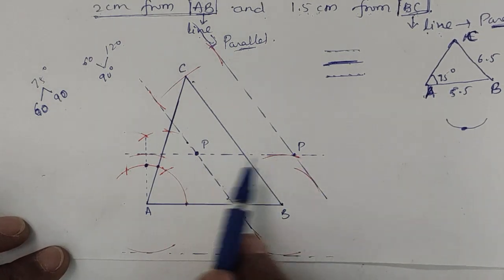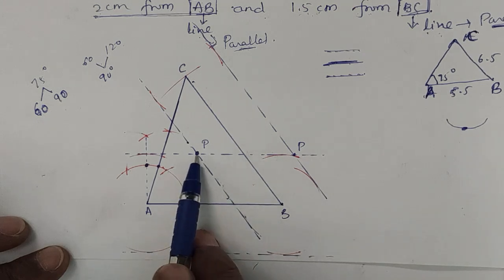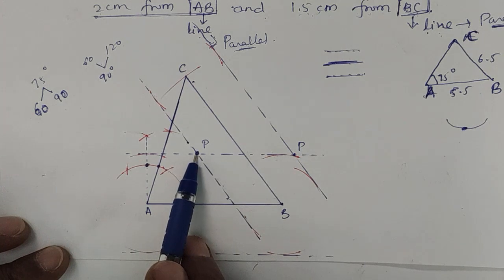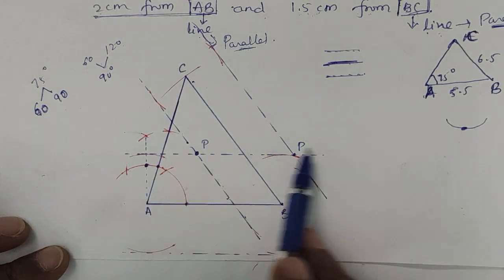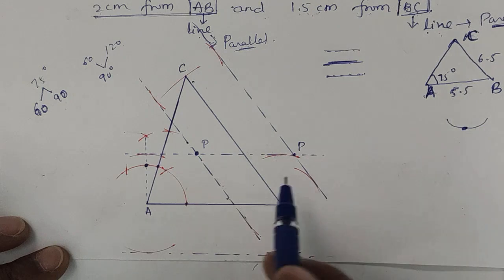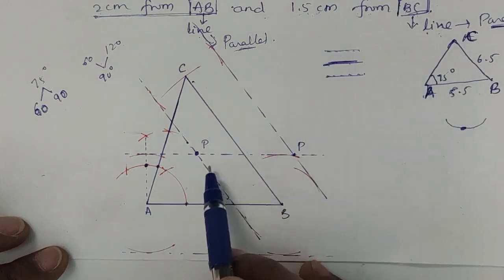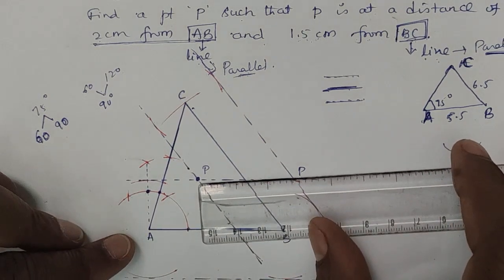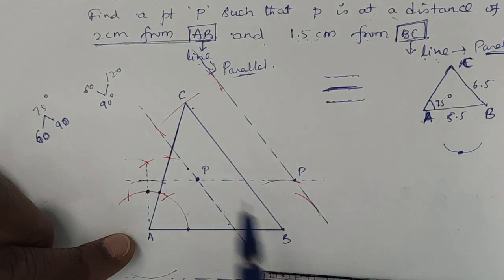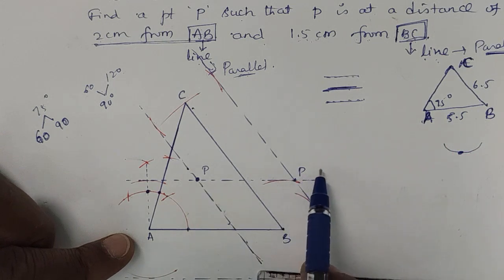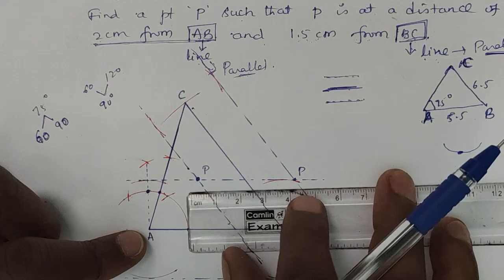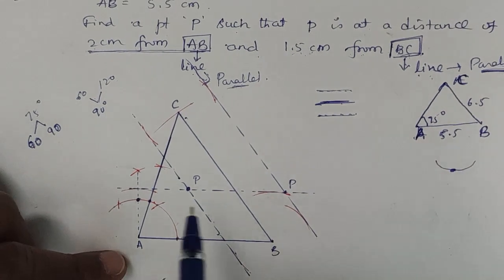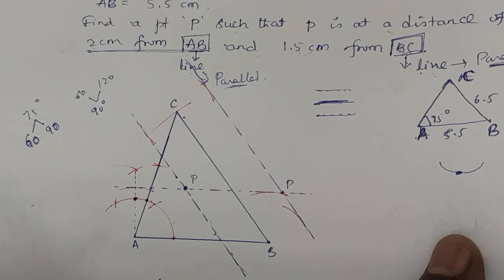Just by getting the meeting of two loci. This is the first locus, this is the second locus, both loci meeting here. This is the second locus, this is the first locus, both loci meeting here. Those two are P. If they ask to measure the distance between the two points P and P, you measure it. One P is inside the triangle, another P is outside the triangle. The distance between P and P is 4 centimeter. In this way, the parallel locus can be done.